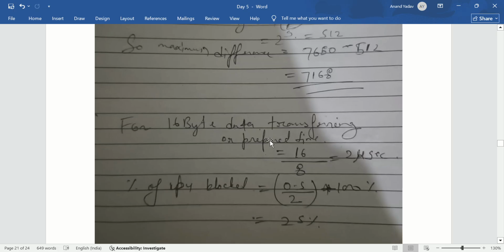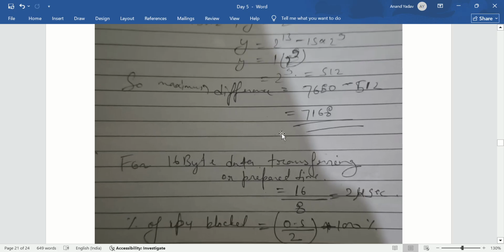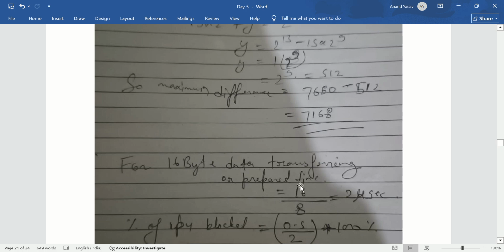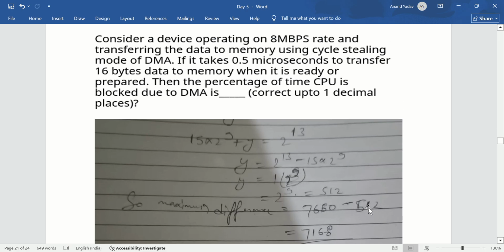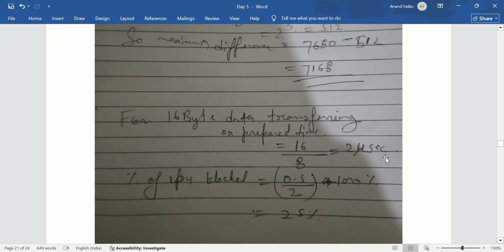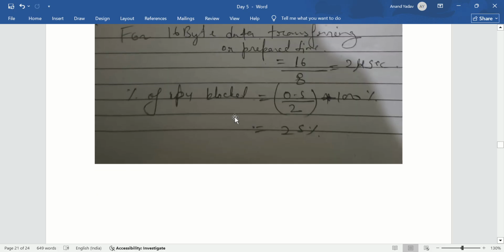For 16 byte data transferring, first I calculate the prepare time. 16 by 8, I will get 2 microsecond, because 16 bytes of data at 8 megabytes, I will get 2 microsecond. Percentage of CPU blocked is transmission time by prepare time into 100, I will get 25% CPU blocked. In this way I solve this question.